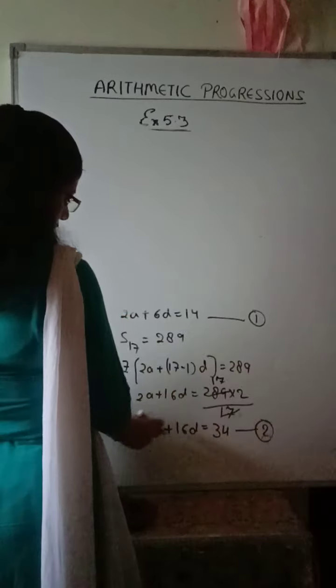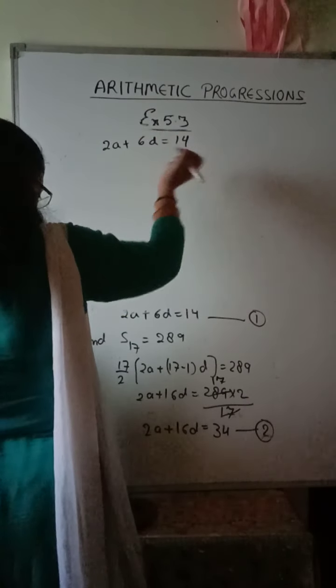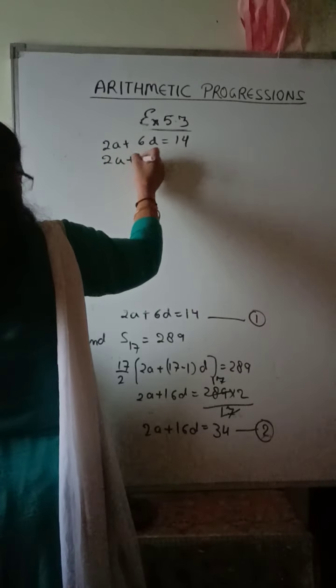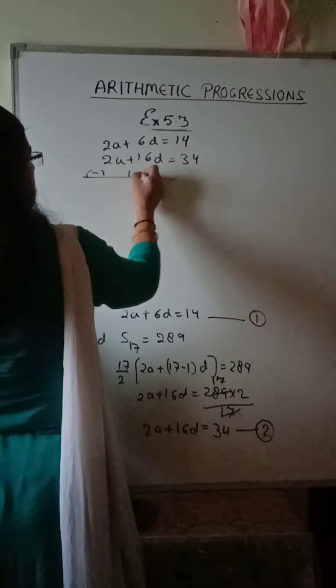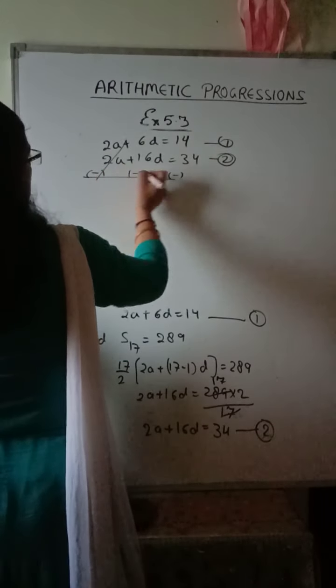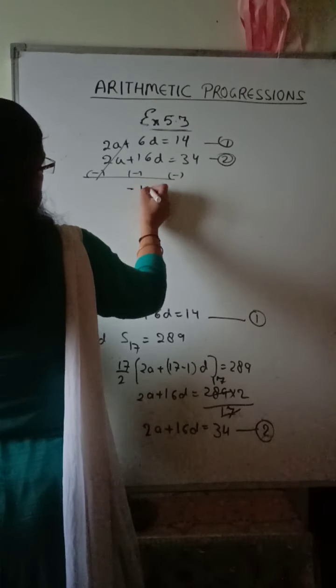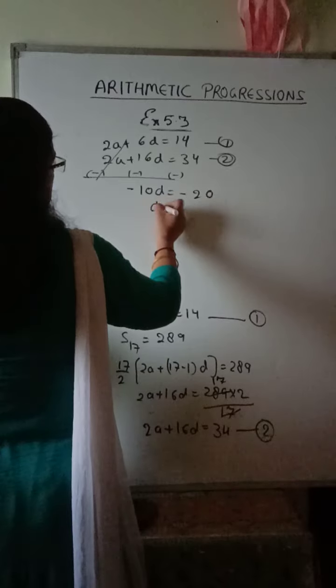I am writing these two equations. 2a plus 6d equals 14, and 2a plus 16d equals 34. Subtract: this is equation 1, this is equation 2. Minus, the 2a cancels out. Minus 10d equals minus 20, so d is equal to 2.